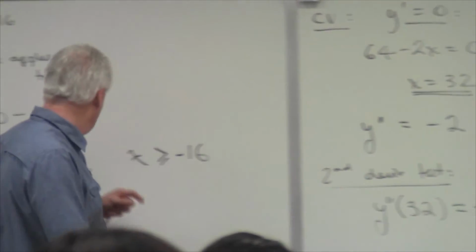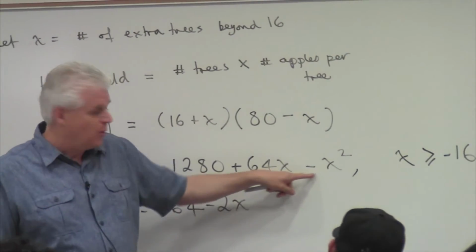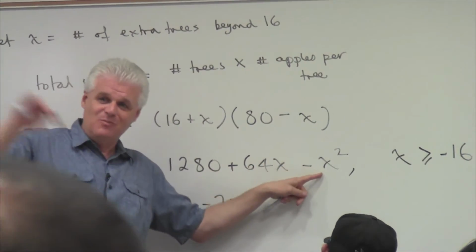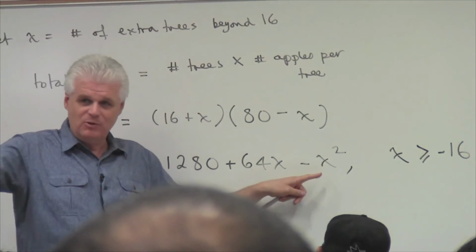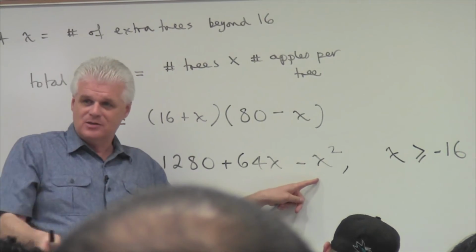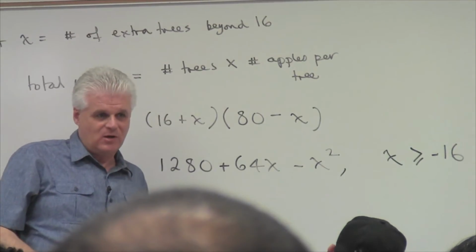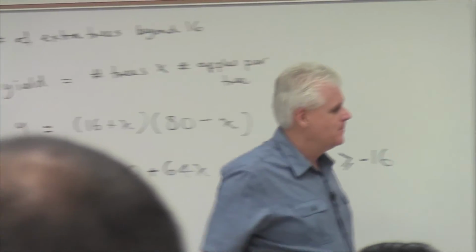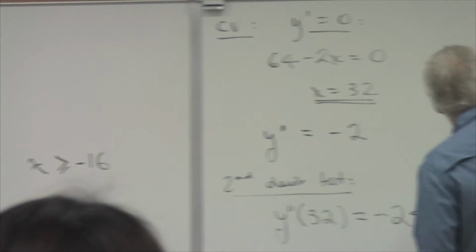which is what we expected. After all, we can all see this is an upside down parabola. It's not going to be a min, is it? We found that the peak of the parabola is at 32. That's what we've just found. Okay, and that's our max.